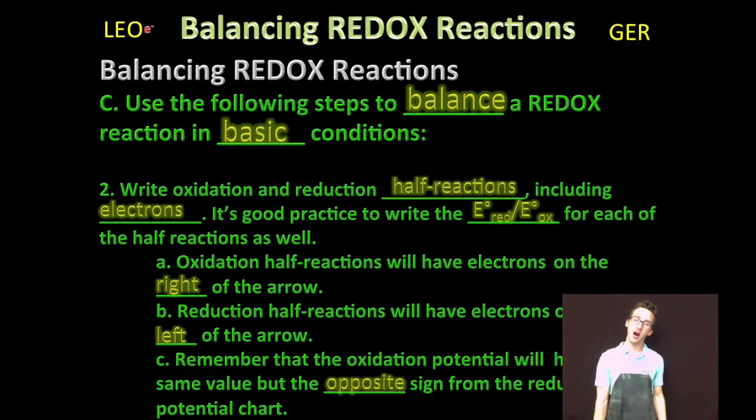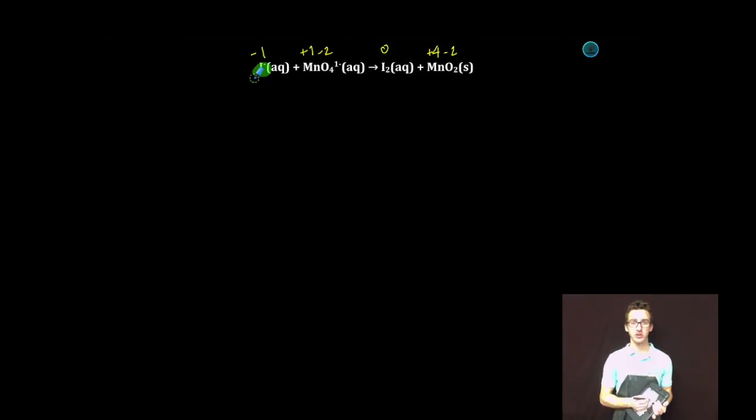Remember, those oxidation half reactions will have electrons on the right, reduction half reactions will have those electrons on the left, and then don't forget, common mistake, when you're pulling from a reduction potential chart, the oxidation potential is the same value but opposite sign. I'm going to take a look at my iodide. It goes from -1 to 0, indicating that it has been oxidized.